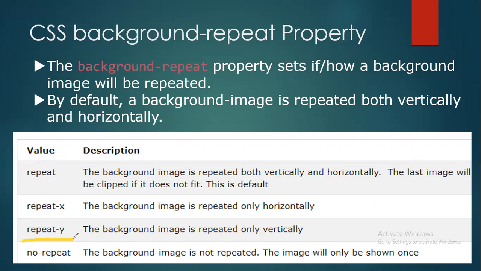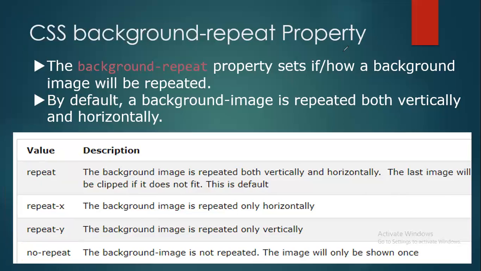Okay, then next is repeat-y. If you want to repeat the picture on the y-axis, meaning vertically, then you will use this property. If you don't want to repeat your picture horizontally or vertically, and you want the picture to be present only once on your screen, then you will use the no-repeat property. The background image is not repeated; the image will only be shown once.